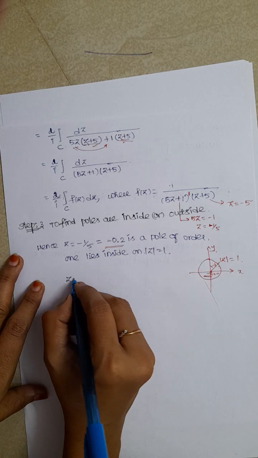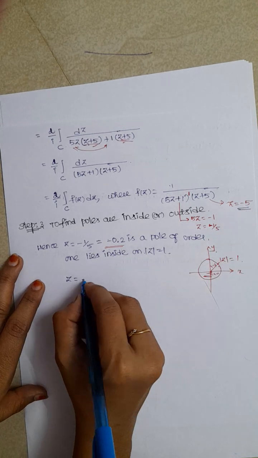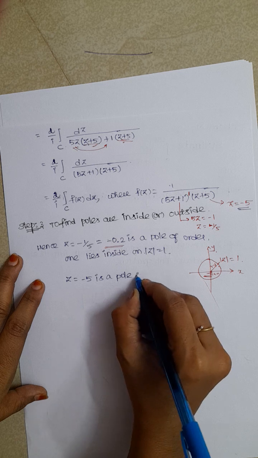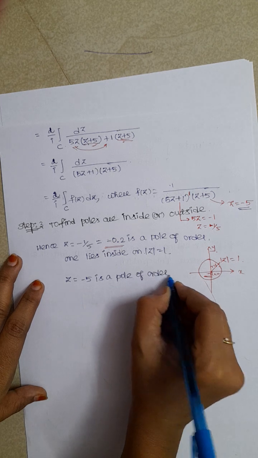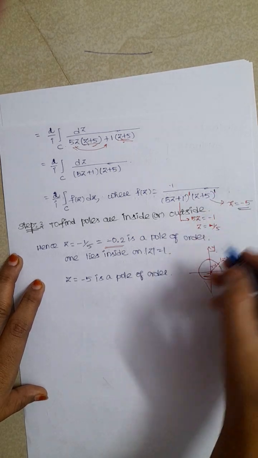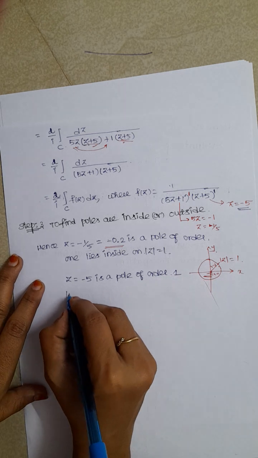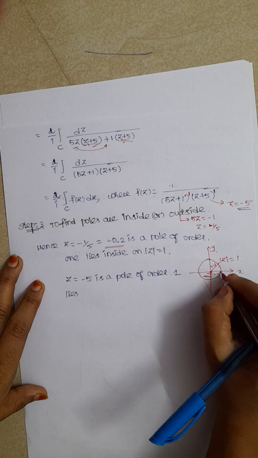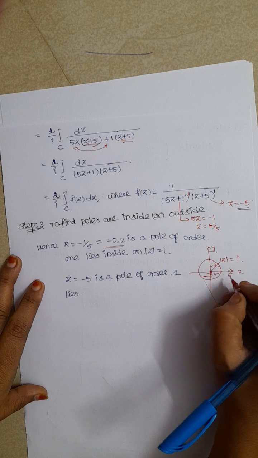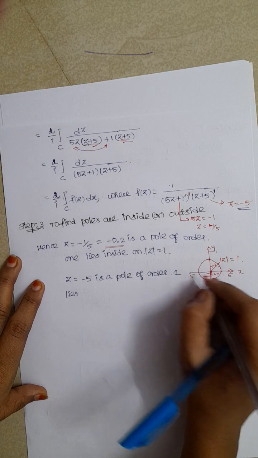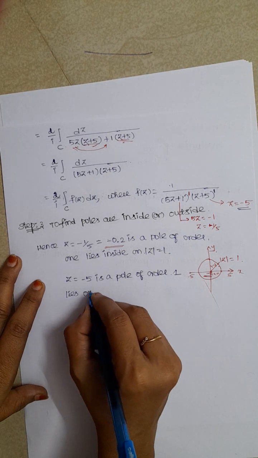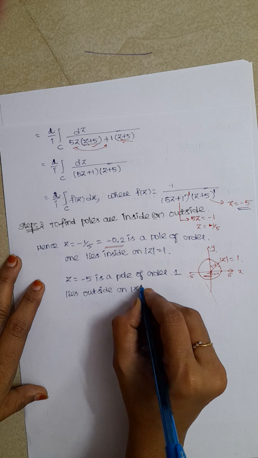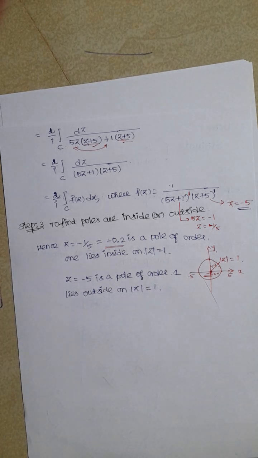So the second pole, z equal to minus 5, is a pole of order 1. Does it lie outside or inside? Here z equal to minus 5 lies outside modulus of z equal to 1.